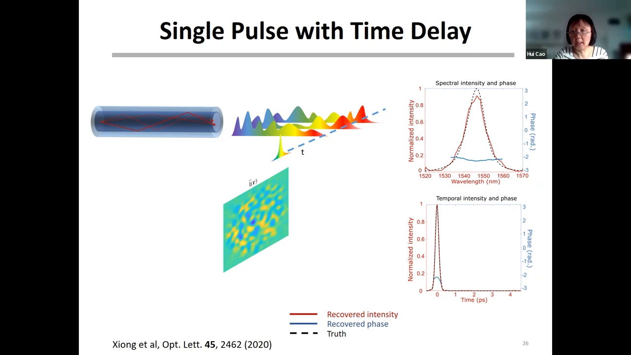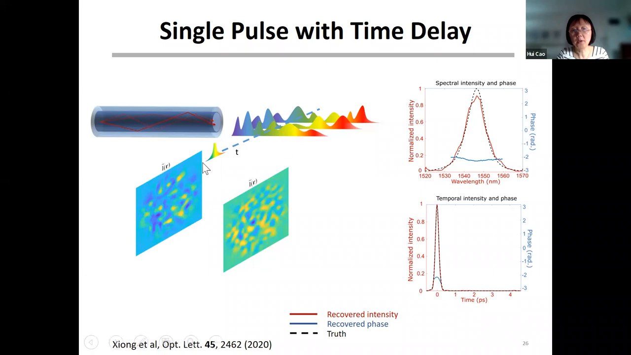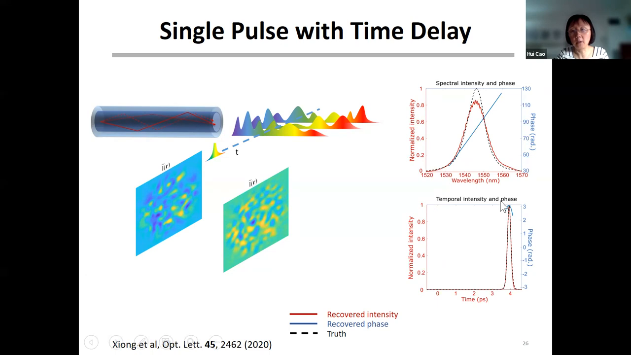Then next we change the delay time. When we change the delay time by changing the reference arm length, this reference pulse will interfere with a different part of the spatial-temporal pattern. So now this interference pattern will be different. That tells us the delay time. We can tell not just the pulse shape but also the delay time, because we can tell which part it will interfere with. And from that, we can again recover the field, both in spectrum and in time.